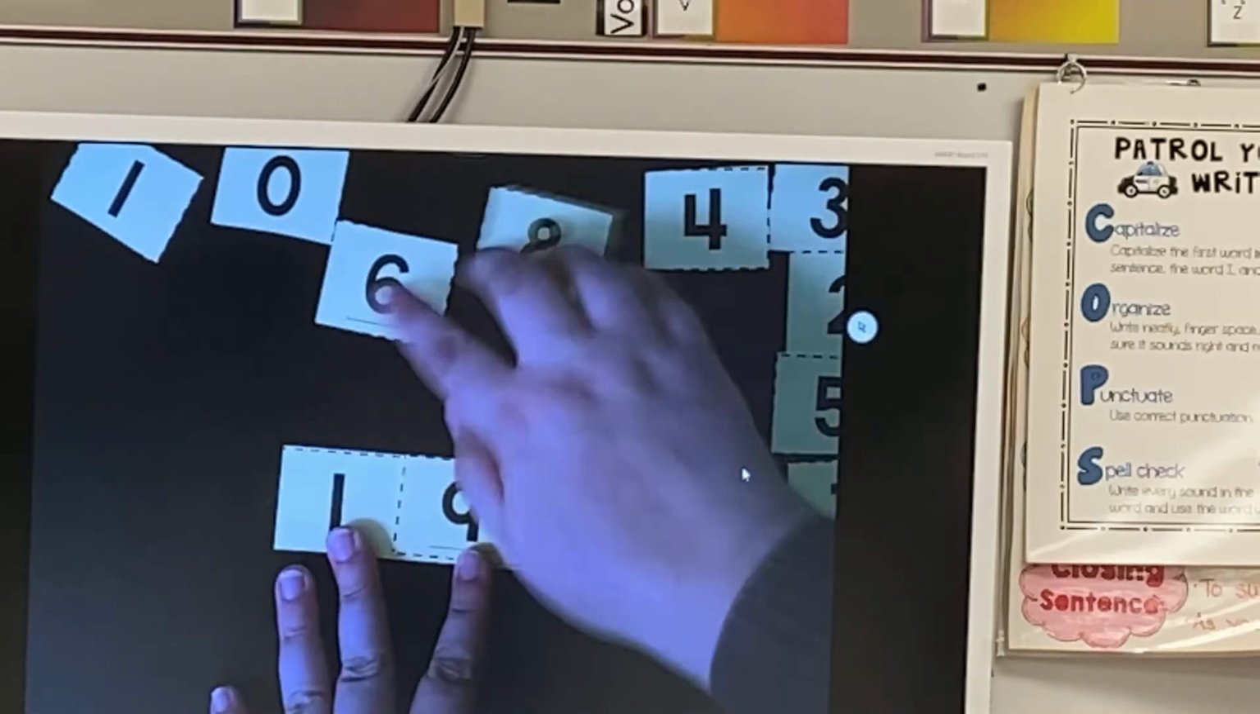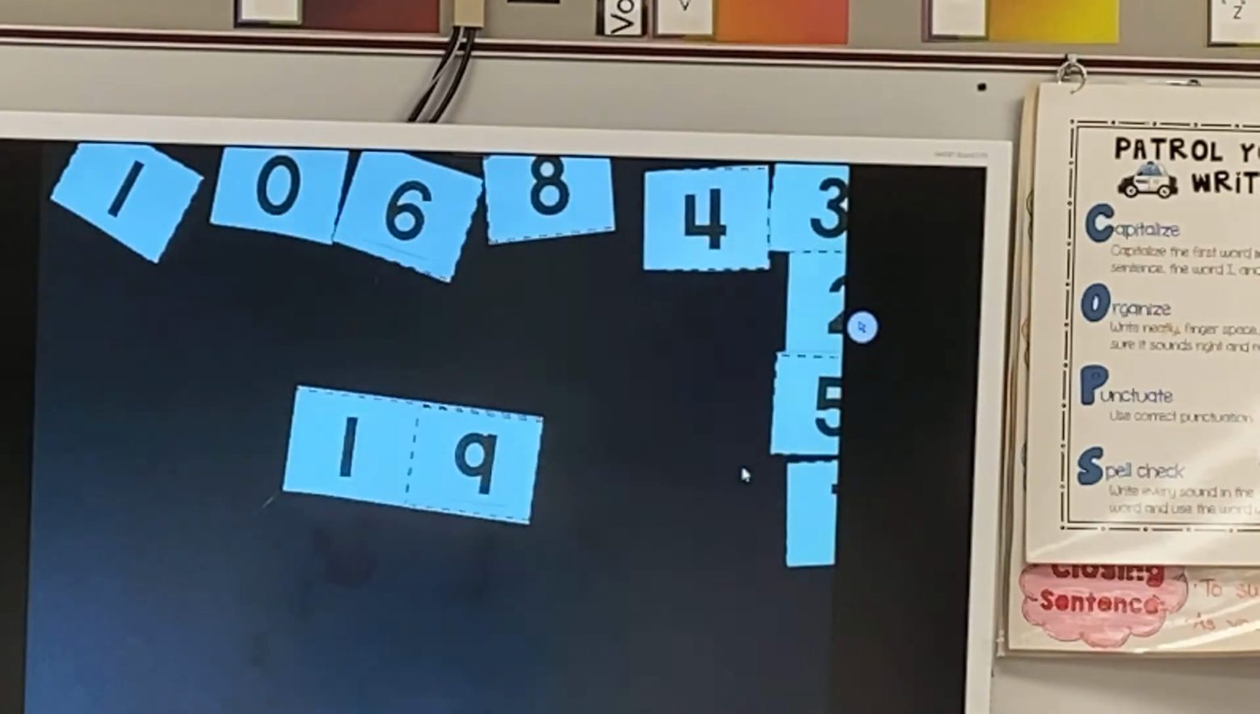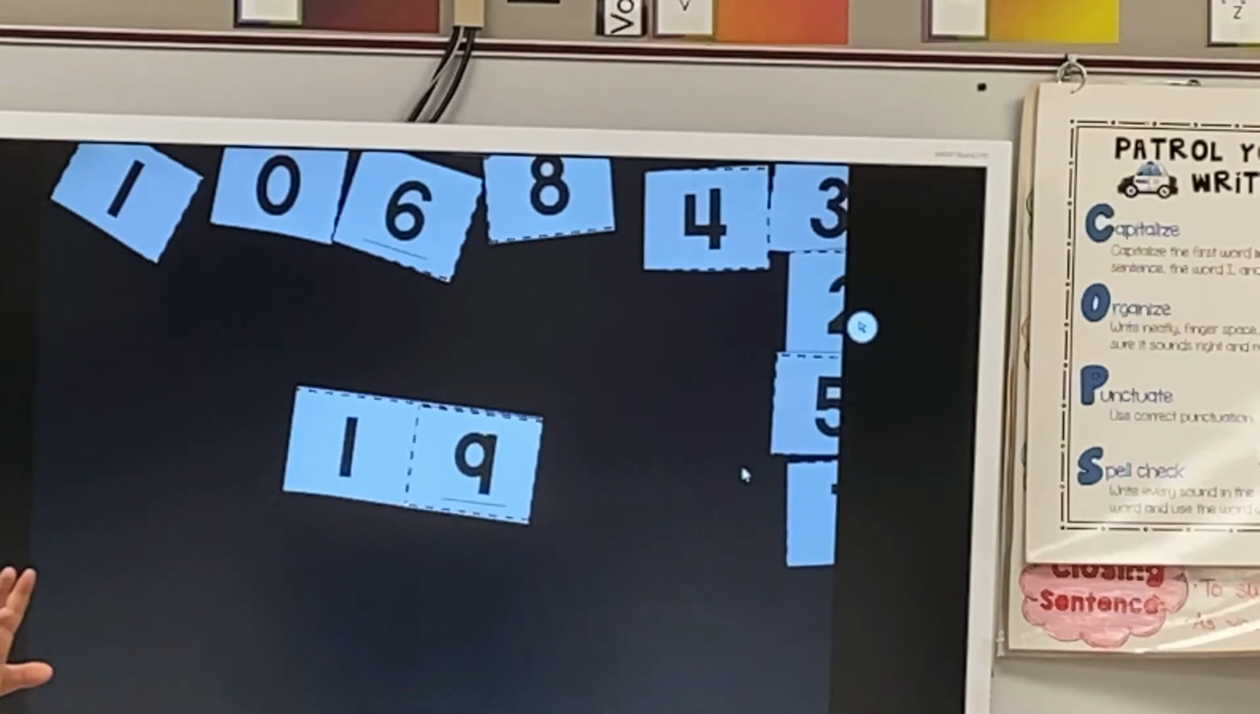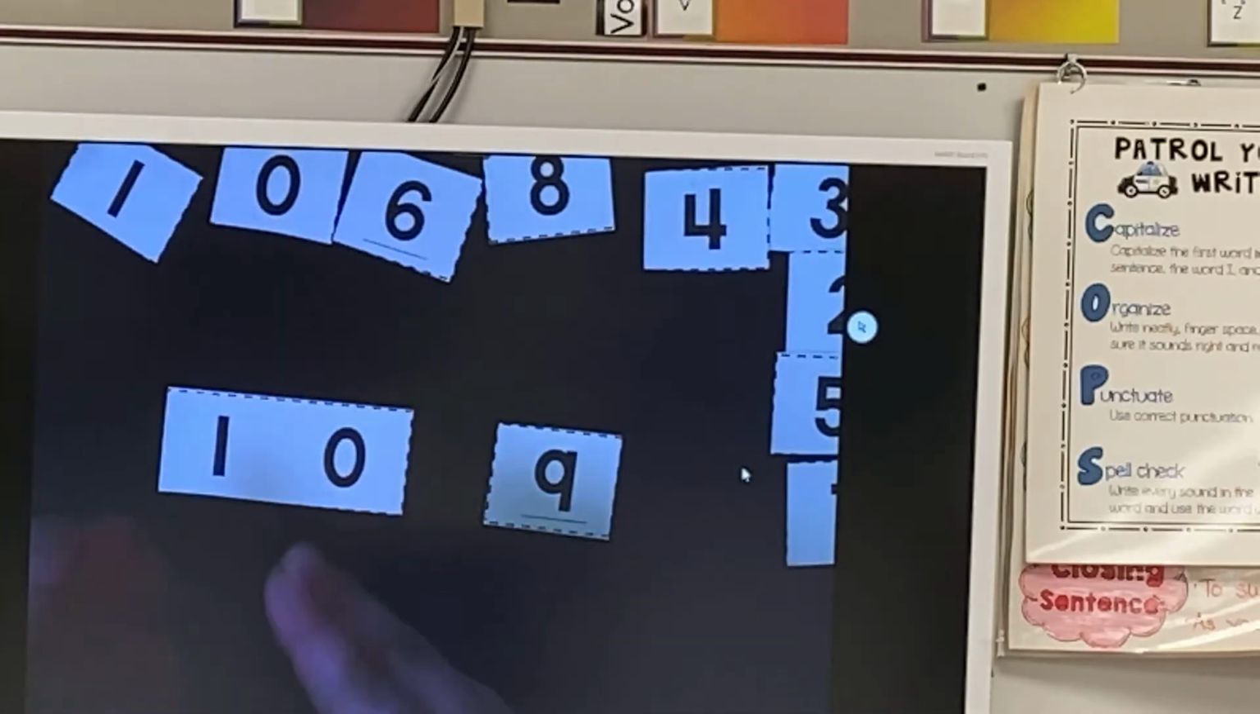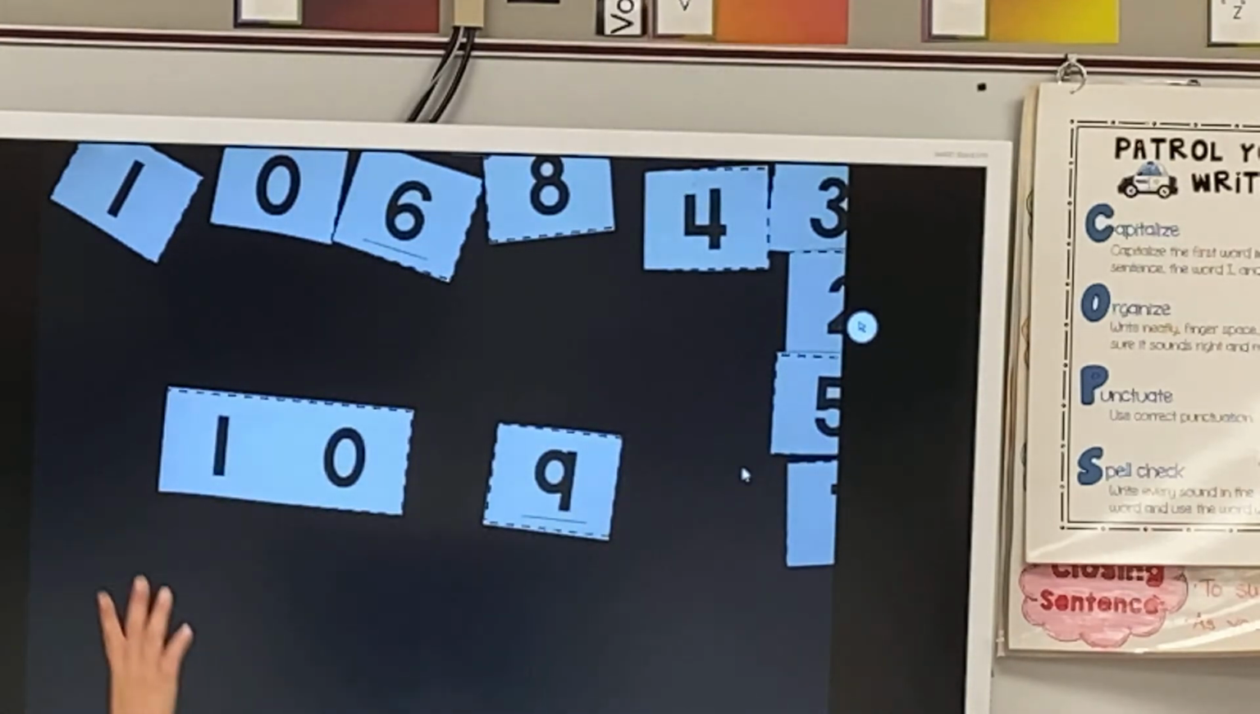And make the number 19. Okay, let me see, Wyatt. What can you tell me about the number 19? 1 ten and 9 ones. Okay, there we go. 19 has 1 ten and 9 ones. So it has 10 and 9. 10 plus 9 is 19.